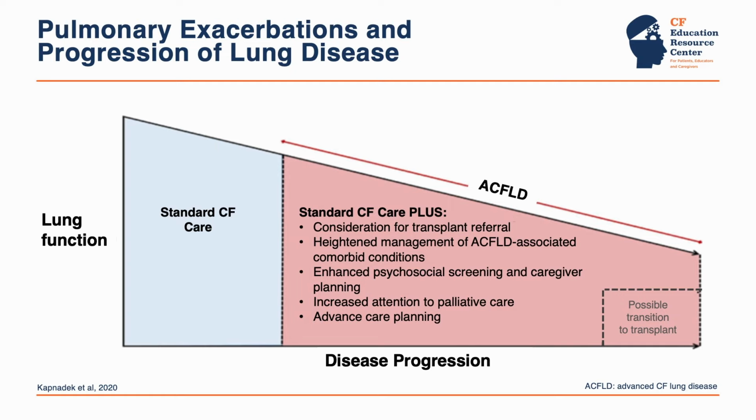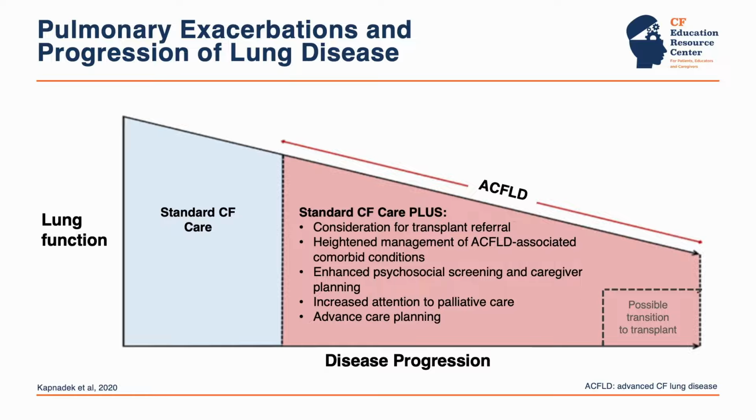This is from the guidelines that we wrote on advanced CF lung disease back in 2020. And if you look on the left-hand side, we look at lung function starting with good lung function at the far left. And then the disease progression over time demonstrates a reduction in lung function that occurs at variable lengths of time. So while patients have good lung function in the blue shaded box, our approach is really to provide standard CF care using all of the tools that have been developed to preserve lung function.